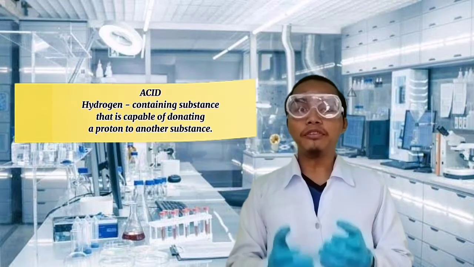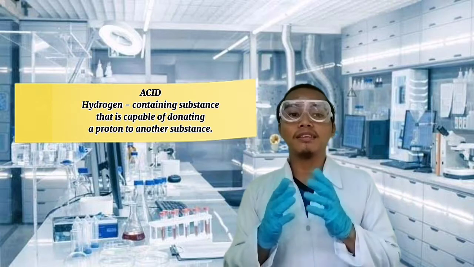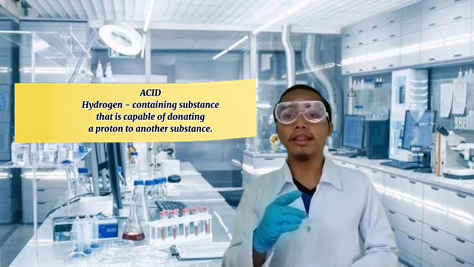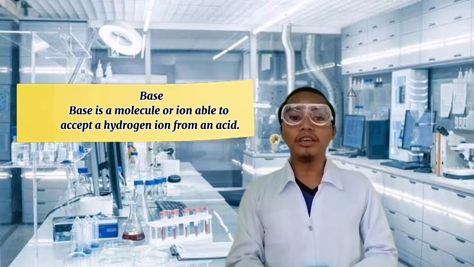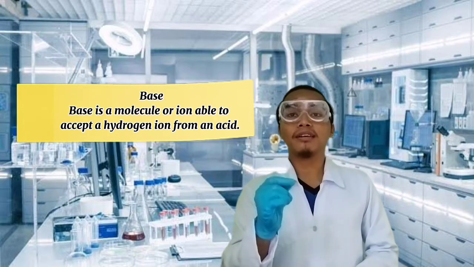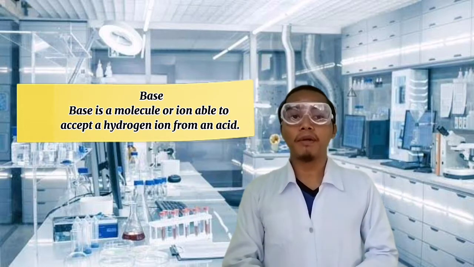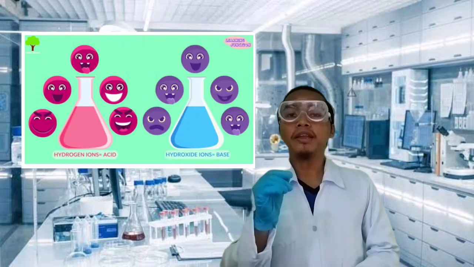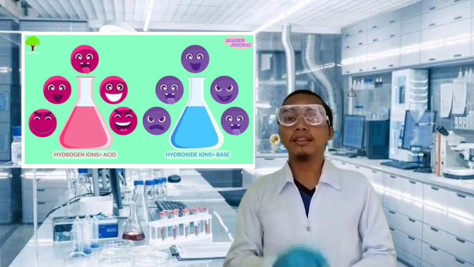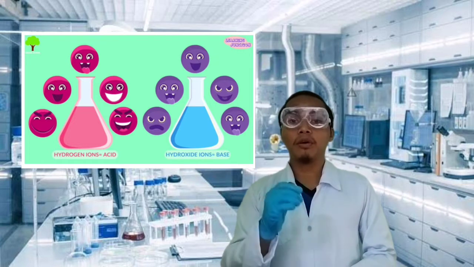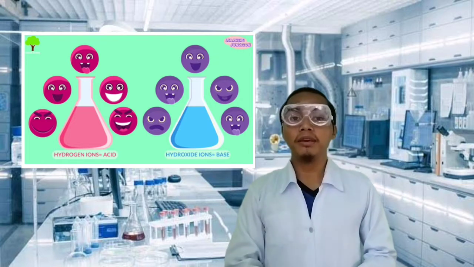So, what are acids and bases? An acid is a hydrogen-containing substance that is capable of donating a proton to another substance. And a base is a molecule or ion that is able to accept a hydrogen ion from an acid. So take note, if there are many hydrogen ions, then it is an acid. And if there are many hydroxide ions, it is a base.